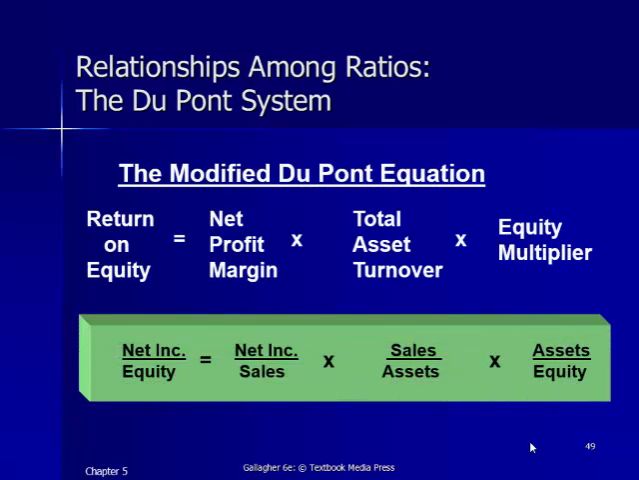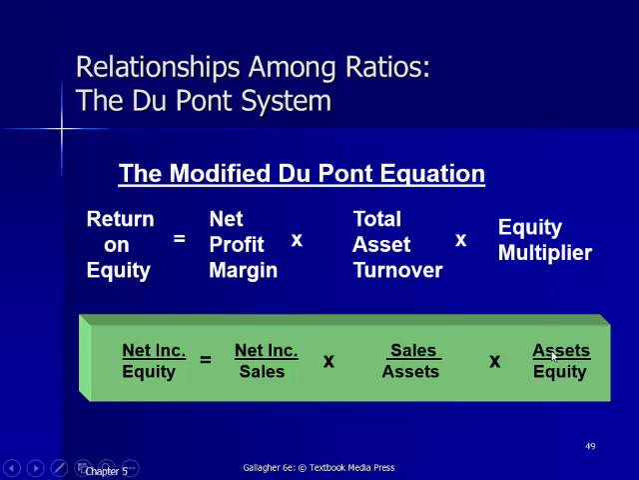Finally, we have the modified DuPont equation, which picks up where the DuPont equation left off. We can see that return on equity is equal to the net profit margin times the total asset turnover times something called the equity multiplier. So each of these is defined down here. Net profit margin and total asset turnover we saw in the regular DuPont equation. So there's your net profit margin, there's your total asset turnover ratio, and the equity multiplier, which is new to us, is the assets over equity ratio.